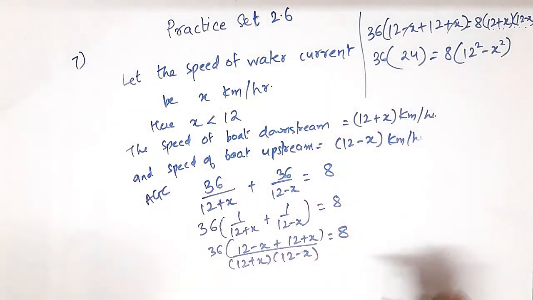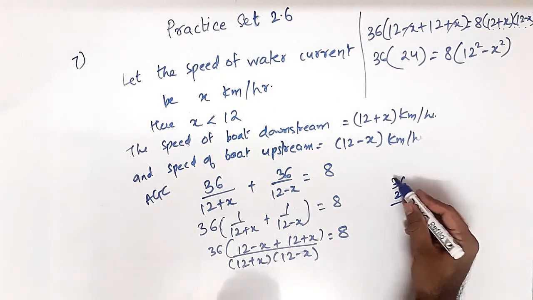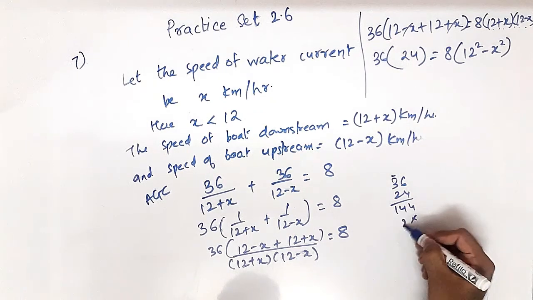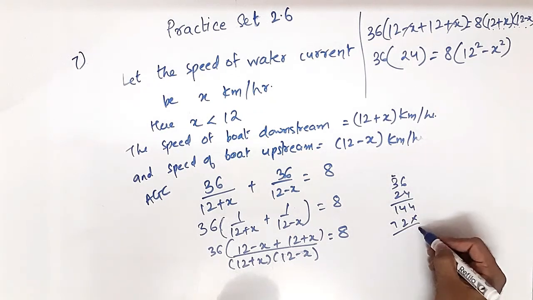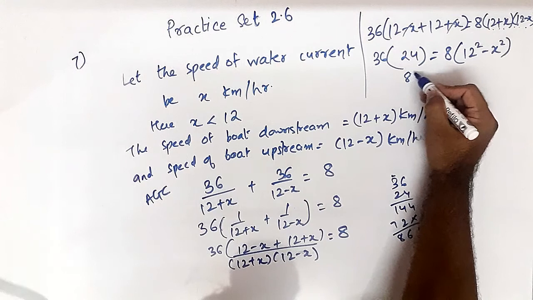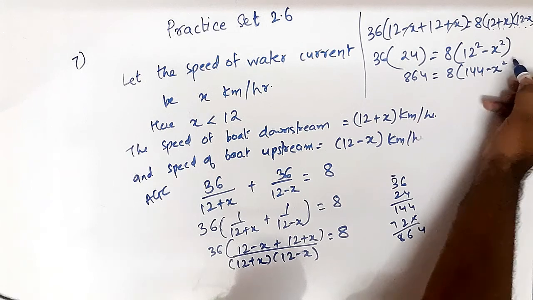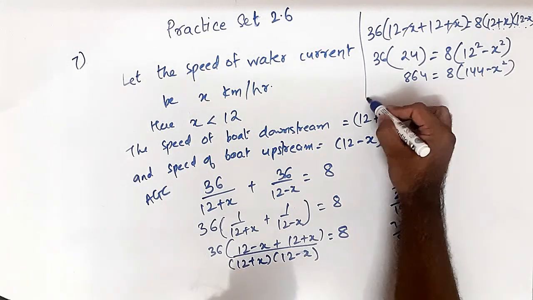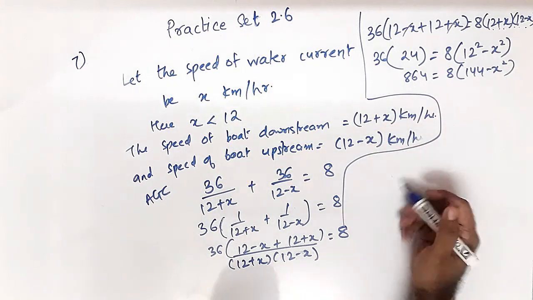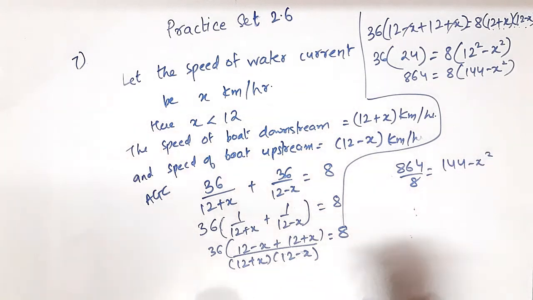What is 36 into 24? 4 6s are 24, 4 6s are 24 plus 2 is 26... 36 into 24 is 864, which is equal to 8 bracket 144 minus x square. So this 8 will come here, it will get divided, so 144 minus x square remains.